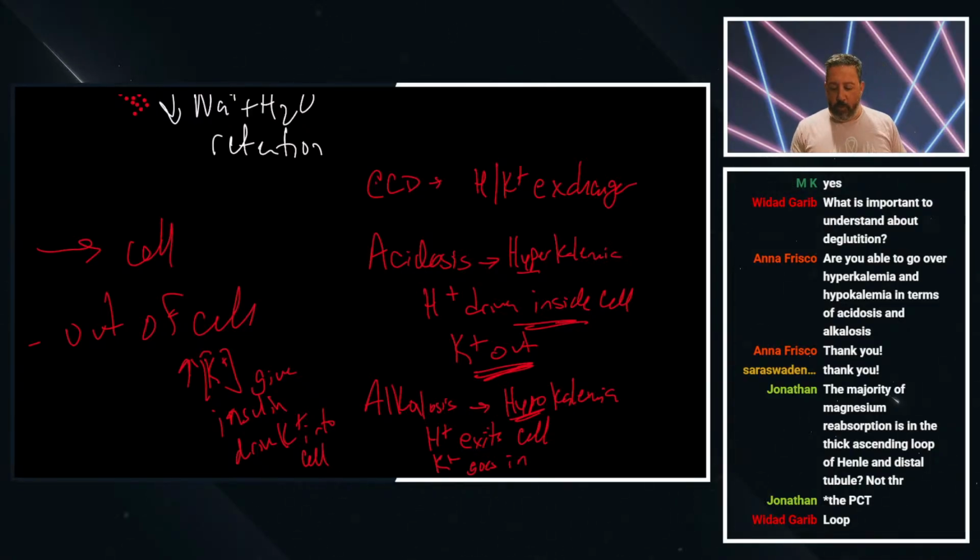Yep, we're done with loop diuretics. Because the loops hit the thick ascending limb, anything in that thick ascending limb is going to be under the effects of a loop diuretic. Anything that's being reabsorbed or secreted in the distal convoluted tubule is going to be under the effect of the thiazide diuretics.